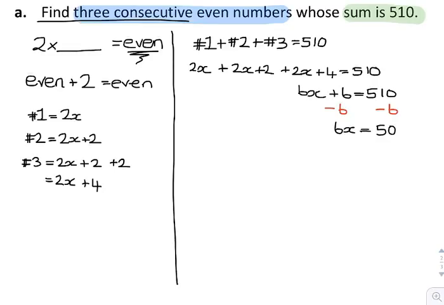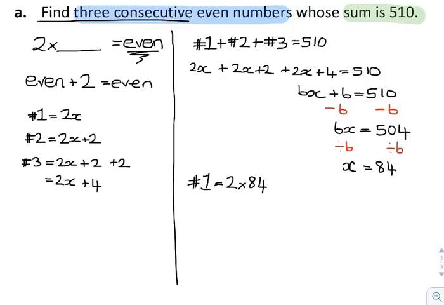Minus 6 from both sides, giving me 6x equals 504. Divide by 6, giving us x equals 84. Now, it's tempting to leave that as my answer, box it and done, but notice that I'm after finding 3 consecutive even numbers. So I actually want to know what those numbers are. My first number is going to be 2 times 84. So I'm just taking what I found and I'm substituting it into each of these equations that we created earlier.